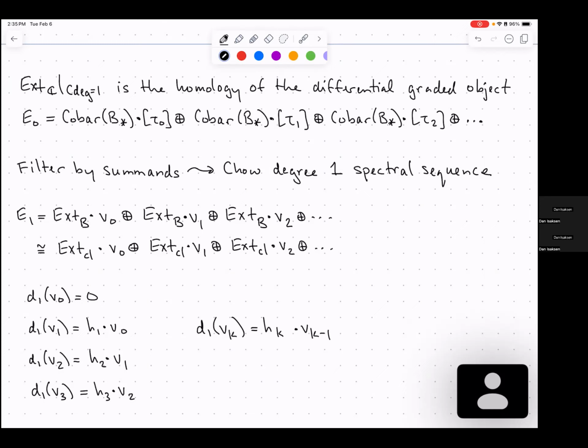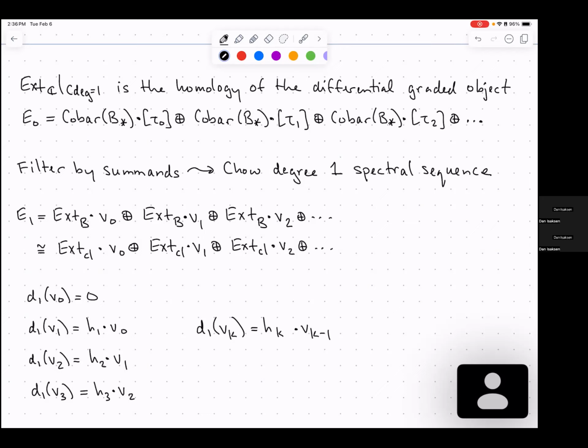I'm calling it a differential graded object because it's not an algebra. It's a module over the cobar complex for B. But it's got a differential on it, and that satisfies a Leibniz rule in an appropriate module sense. So then you want to take the homology of this thing, and you're going to write down a spectral sequence. We've got to filter it, so we're going to filter it by summand.